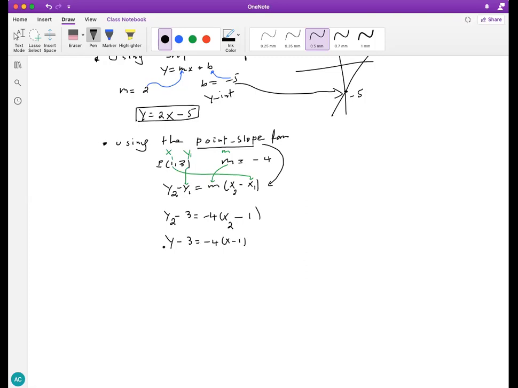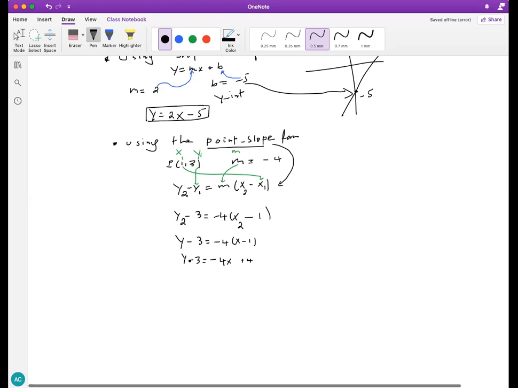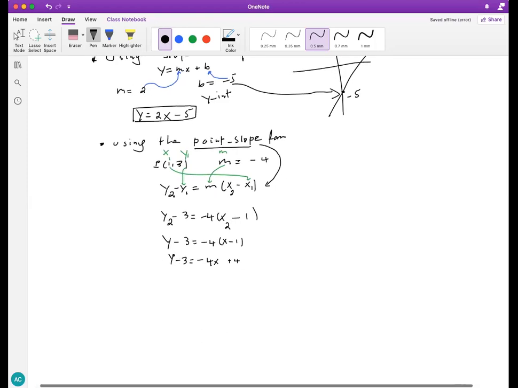We want the y to be by itself, so we need to cancel the -3 by adding 3 to both sides. But before we do that, we have to clear the parentheses here. We're going to distribute before we can remove the -3. So y minus 3 equals -4x plus 4. One last step, get rid of the -3. Again, we want the y by itself.